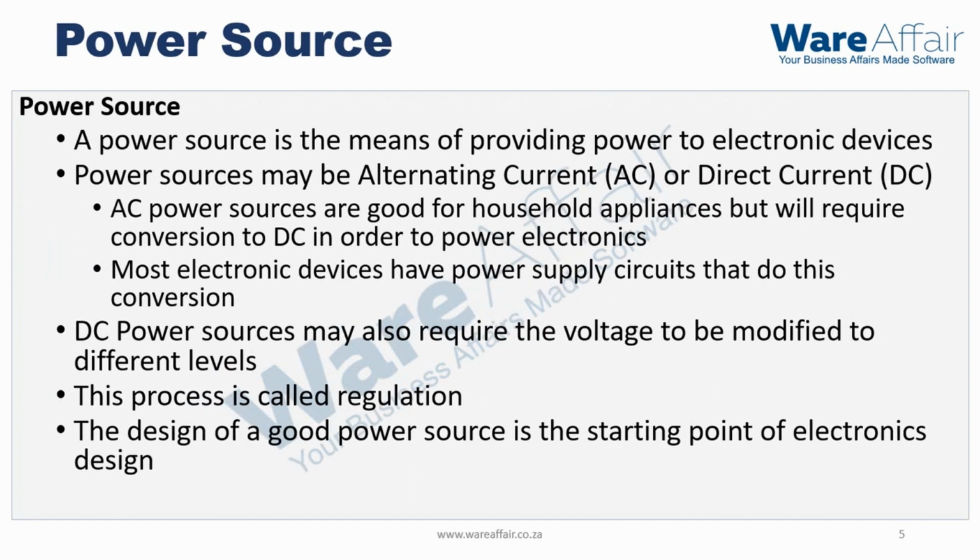Now let's look at a power source. A power source is the means of providing power to electronic devices. Power sources may be alternating current or direct current. AC power sources are good for household appliances but will require conversion to DC in order to power electronics. Most devices have power supply circuits that do this conversion.